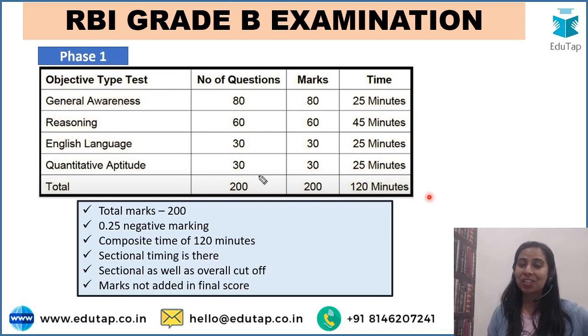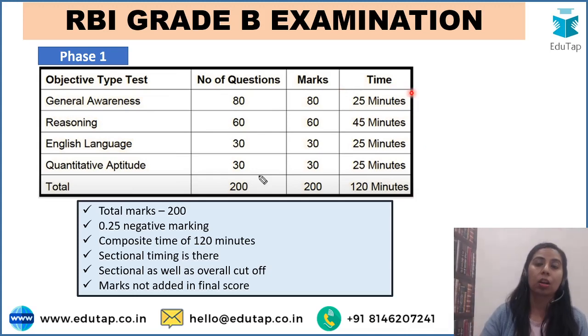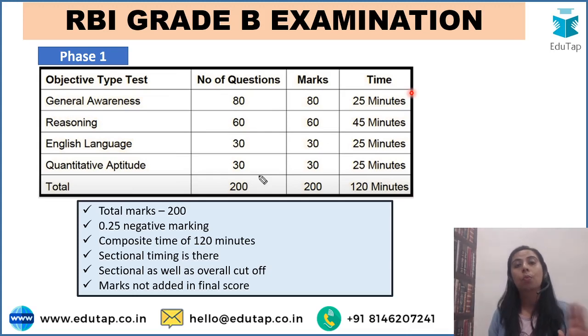But coming back to GA, as I said, 80 questions, 80 marks, there is also a glitch here. That glitch is a sectional timing. So you have to do these 80 questions of GA in 25 minutes, guys. If you're not able to do, you cannot use the section timing of some other slot. That is, if you're done with 25 minutes, you have to move to the next section, which is reasoning. So reasoning is of 60 marks, 60 questions, 45 minutes. English 30 marks, 30 questions, 25 minutes, and quant also 30, 25 minutes. So these are about the sectional timing and sectional marks.